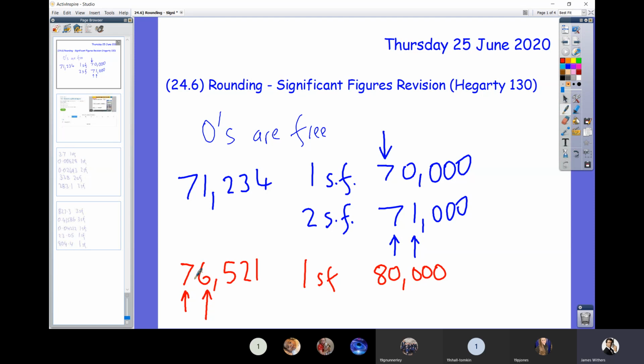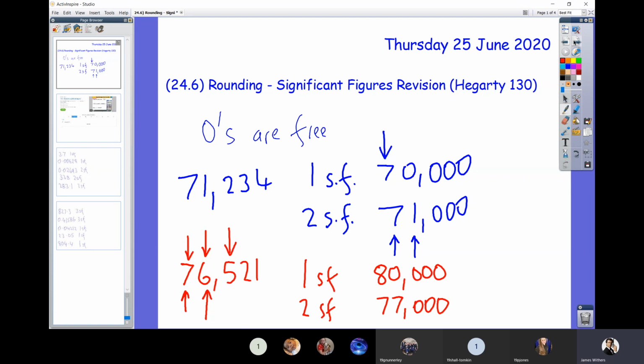Now, what about this number here to 2 significant figures? So there's the first, this will be our second number, but do we stick with a 6 or round it up? We have to look to the third number. That is 5 or above, so this 6 does indeed get rounded up. So to 2 significant figures, that capacity crowd would be 77,000. So just make sure for every single one, before you go and click enter on Hegarty, that if it's one significant figure, you've only got one number that's not a naught, 2 significant figures, 2 numbers that are not naughts.